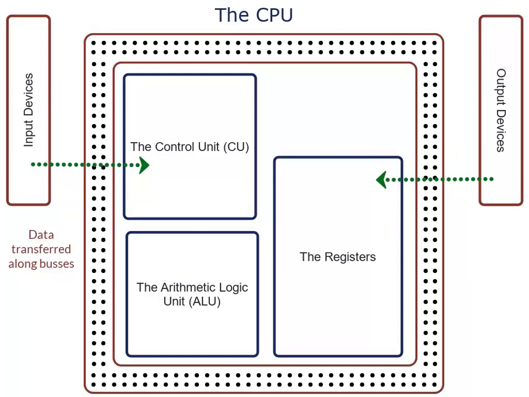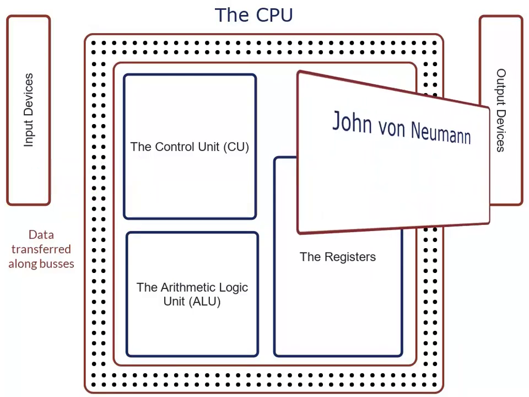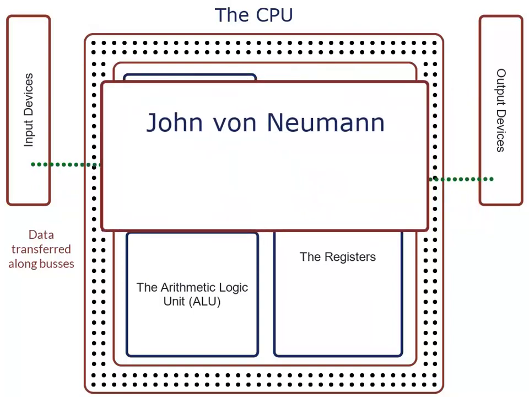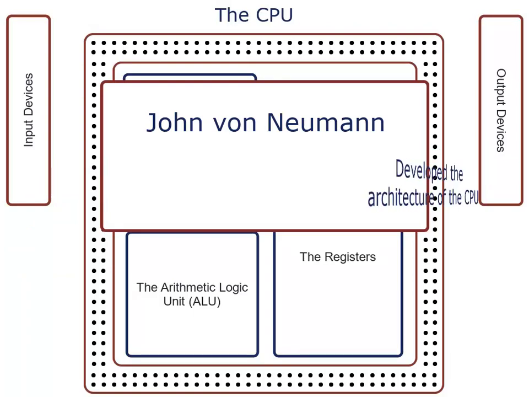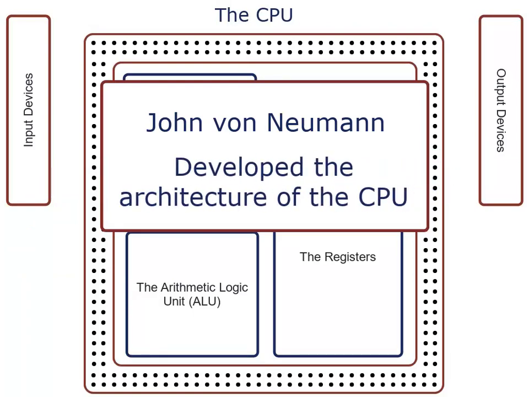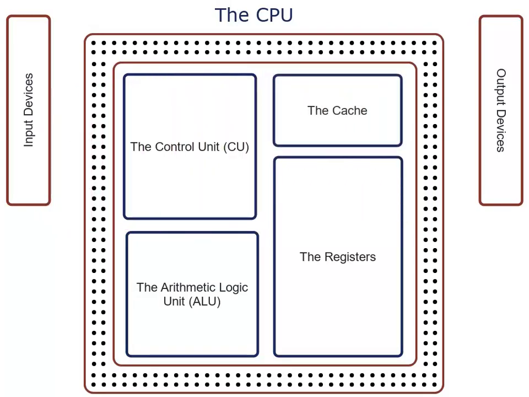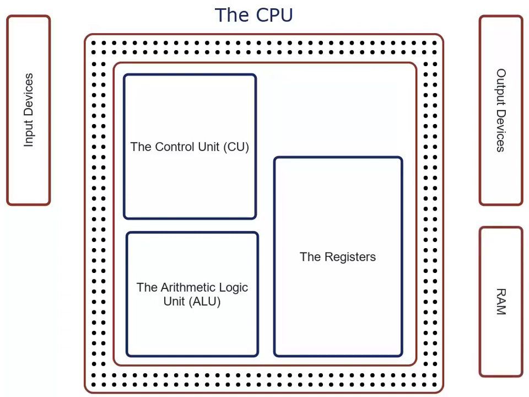This design comes from an early computer scientist called John von Neumann, a Hungarian-American mathematician. His arrangement of the CPU and the way that it works, referred to as its architecture, has remained largely unchanged, the main difference being the addition of the cache to speed up its operations. In von Neumann's day, all program code and data that the CPU needed to access was stored in RAM.